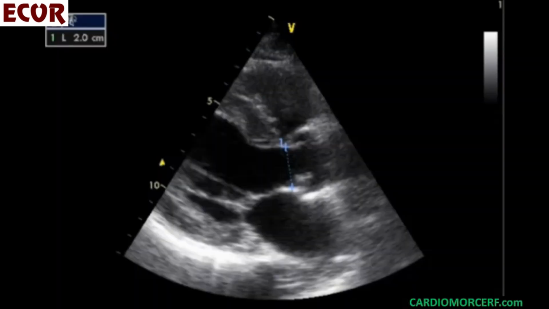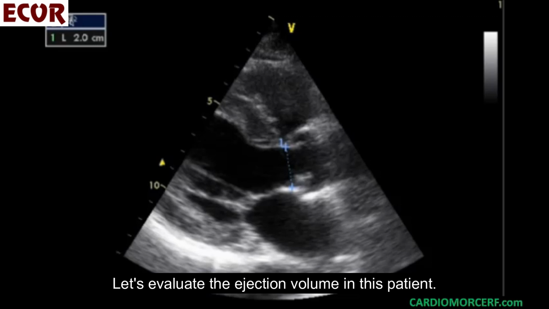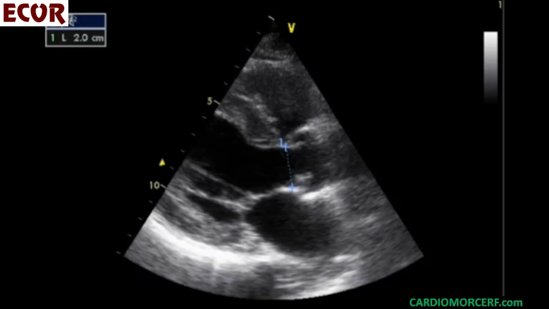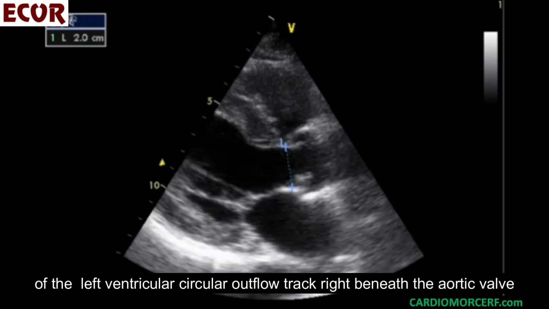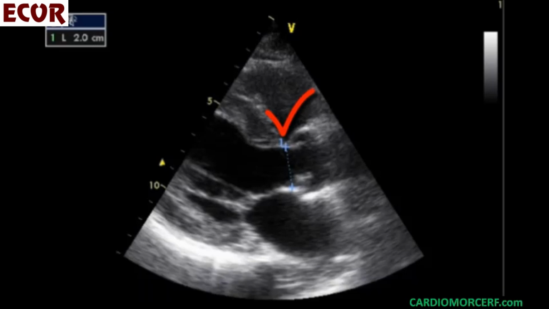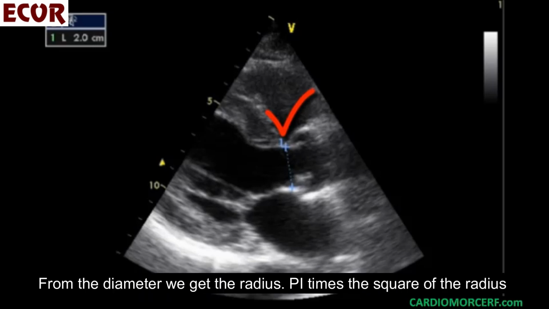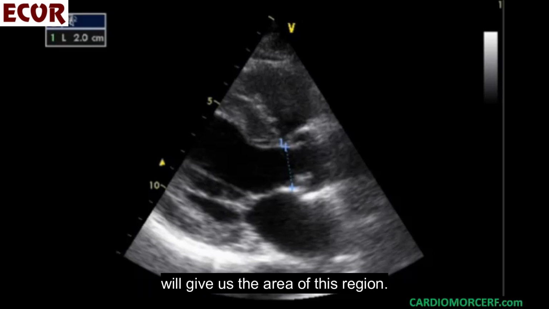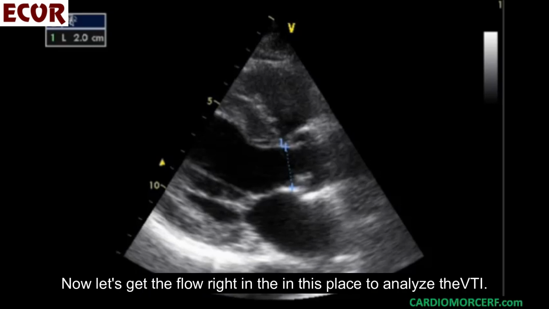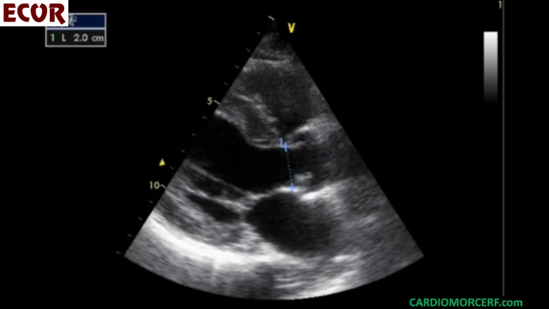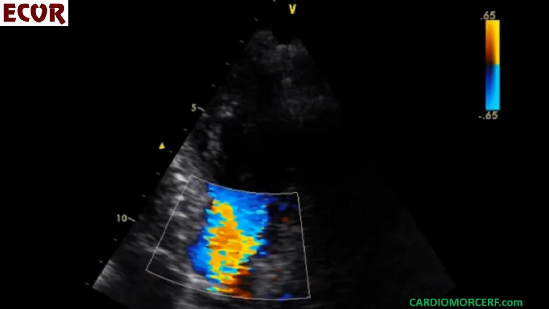Here an example. Let's evaluate the ejection volume in this patient. The first thing to do is to measure the diameter of the left ventricular outflow tract, right beneath the aortic valve. From the diameter, we get the radius. Pi times the square of the radius will give us the area of this region. Now let's get the flow right in this place to analyze the VTI. Then we have to go to an apical 5 chambers.